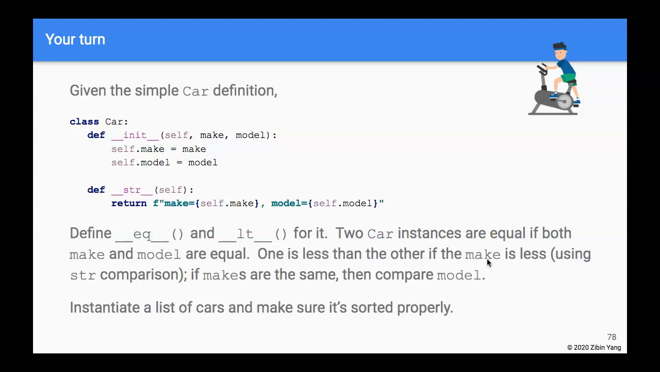Now, if the make attribute of the two cars is exactly the same, then we can compare the model attribute. And I would like you to instantiate a list of cars and make sure that you can sort it. And when they are sorted, it is first sorted by the make, and if the make is the same, then it's sorted by the model. So please pause the video and give this a try. I did not write the answer keys for this, but if you have questions, feel free to ask.